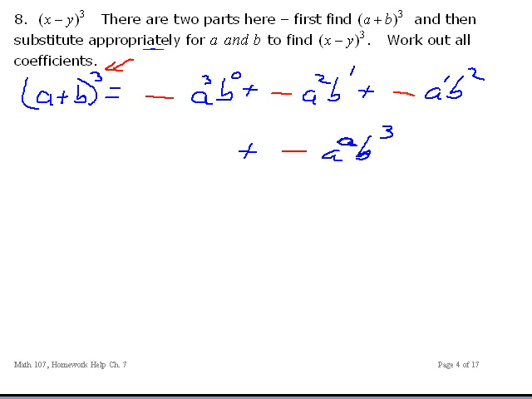factorial. The power is 3. That's why the 3 goes here. 3 factorial, 3 factorial, 3 factorial, 3 factorial. In the denominator are the powers of the variables in the term, factorial. So there's a 3 factorial here and a 0 factorial. Now I've got a 2 factorial and a 1 factorial.